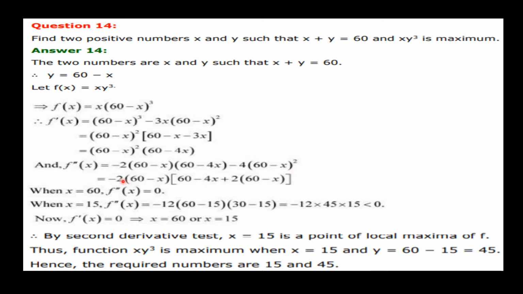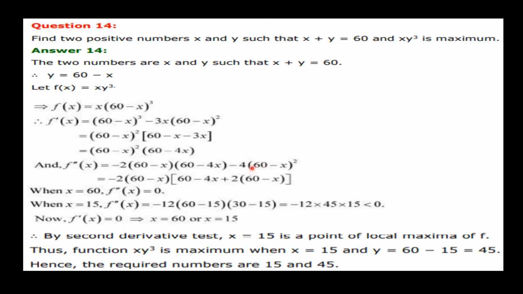Here also we are taking common factors. Here minus 2 and 60 minus x, these two are common factors. From these two terms we are taking out. So that is equal to minus 2 into 60 minus x. By taking these two common factors out, what will you get from the first term? 60 minus 4x. Understood this, my children?